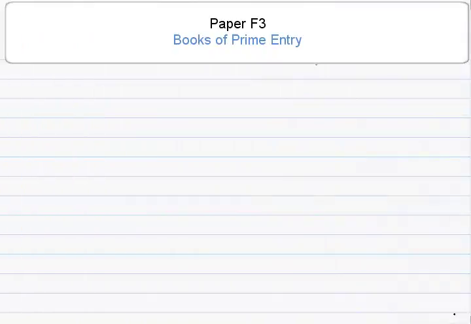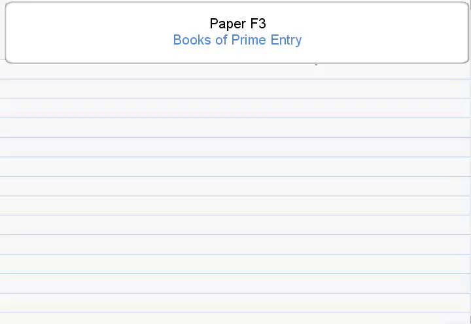Books of prime entry. Now in this chapter I'm not going to work through the example. You can look through the example yourself and check with the answer, but let me explain what the books of prime entry are. In the exam you won't be asked to write up any of these books, but the names could be mentioned, so it is important that you know what the books are and how they fit into the accounting.